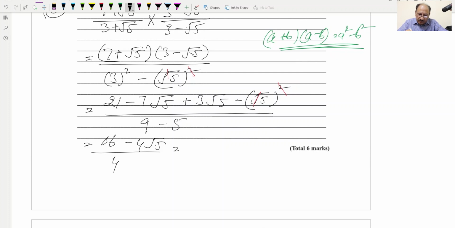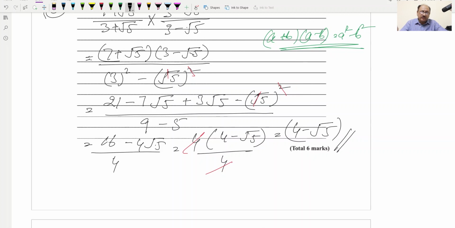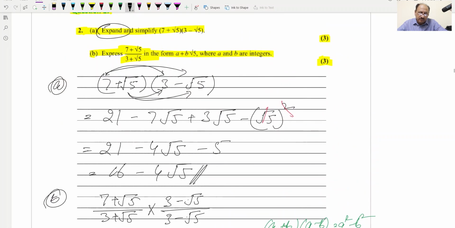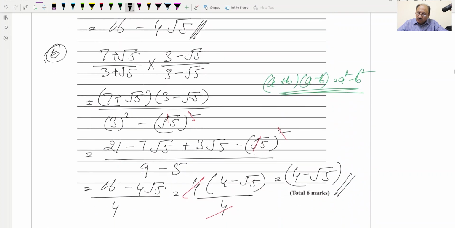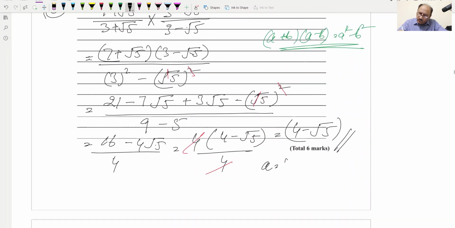Now 4 we can take common from the numerator, so inside will be 4 minus under root 5, divided by 4, and 4 and 4 will be cancelled, and our final answer will be 4 minus under root 5. This will be our final answer for this question, which is 3 marks. And they're saying write in a plus b under root 5. So a is equal to 4 and b is equal to minus 1. So these are the values which we have written over here. Hopefully you understood each and every question.